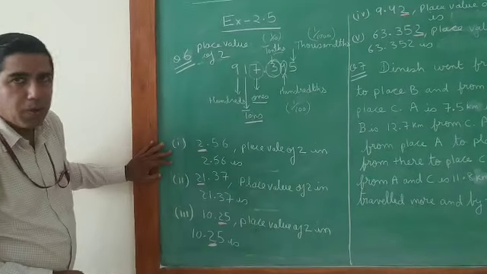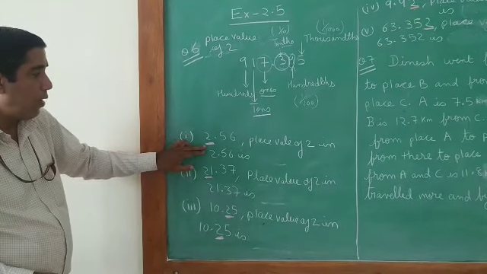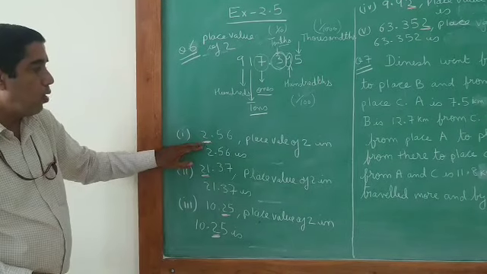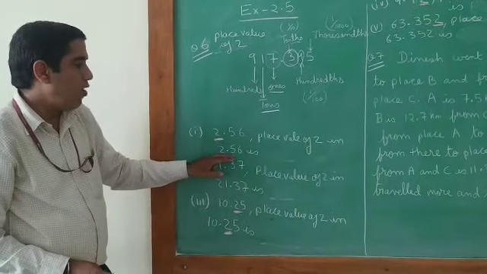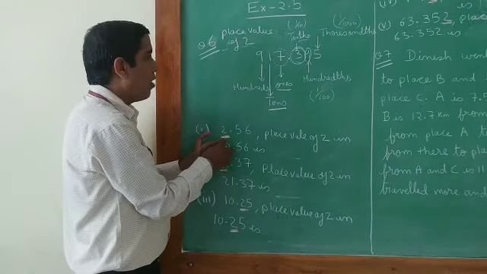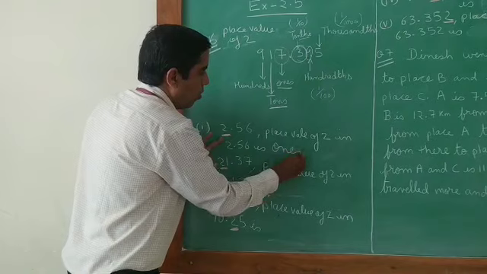Now the first part is given, 2.56. We have to find the place value of 2. The place value of 2 in 2.56 is, you can see, 2 just before the decimal. So what is the place value? It is ones. So the answer is ones.